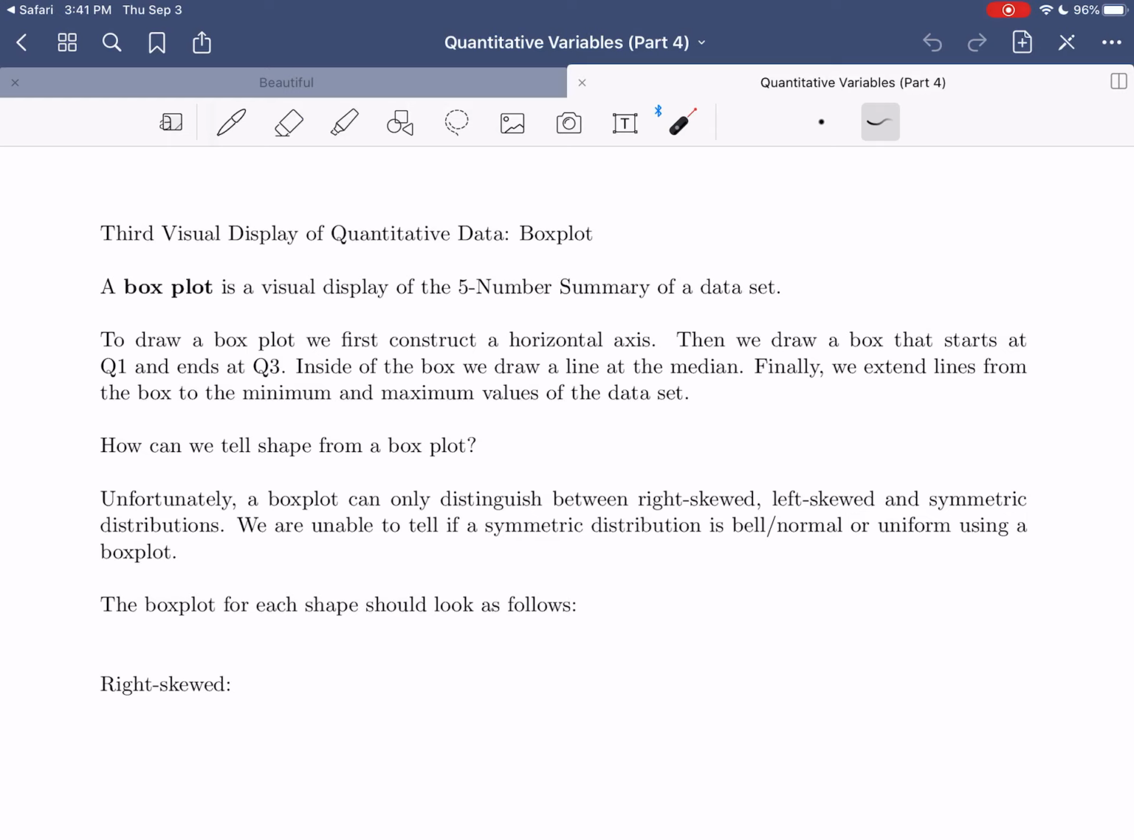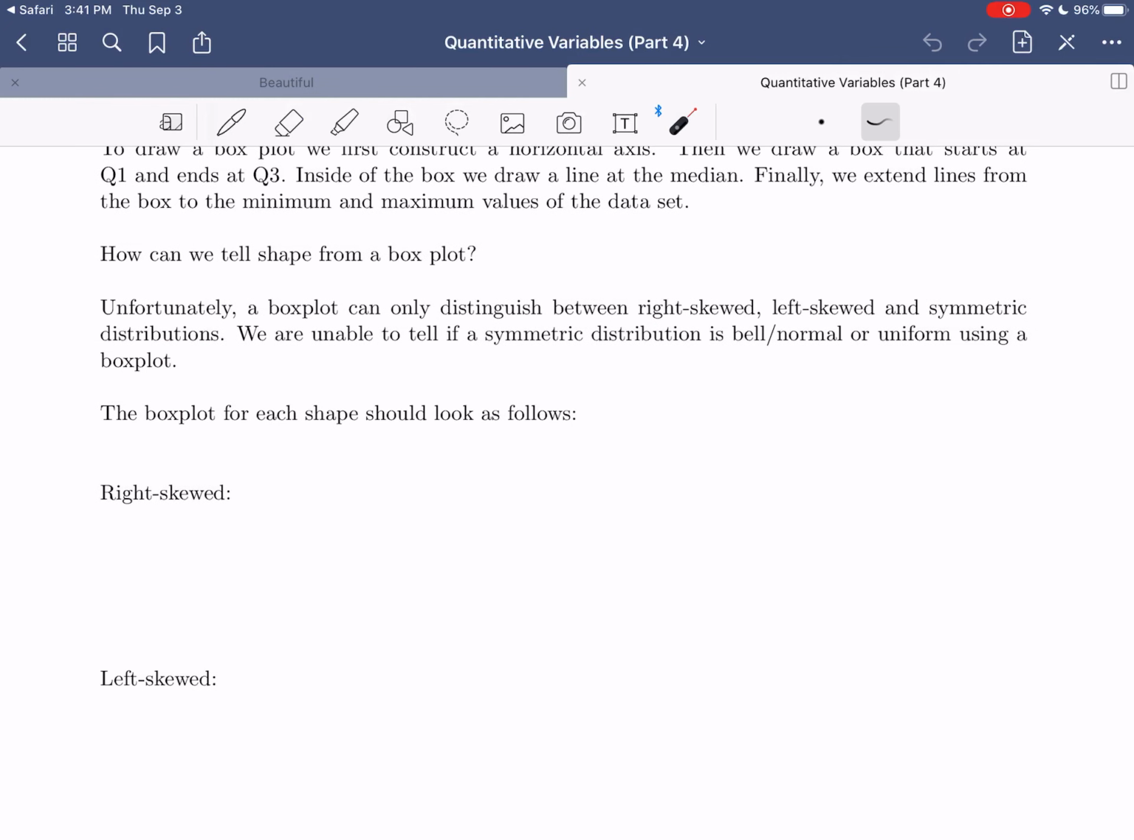So how do we decide between right-skewed, left-skewed, and symmetric for box plots? Well, we can see in the following situations. A right-skewed box plot is going to look something like this, where if this is your Q1, this is your median, and this is Q3, the distance between Q1 and the median is much smaller than the distance between the median and Q3. So if you see a box in a box plot that looks like that, that tells you that you're looking at a right-skewed distribution.